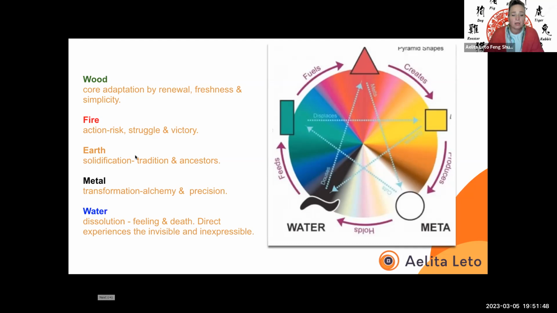You can learn more. What I would like to make stand out is that the wood element is the inner element of the rabbit chi, and it is about core adaptation through renewal, freshness, simplicity. This energy is available to you through the year. So simplify, refresh, renew, and eliminate whatever doesn't serve you. The external element is water, the yin water element. When we talk about yin water, what comes to mind? We're not talking about the ocean. We're not talking about the big waves and storms.